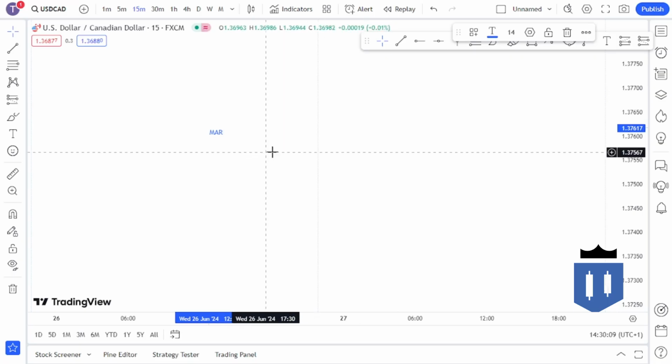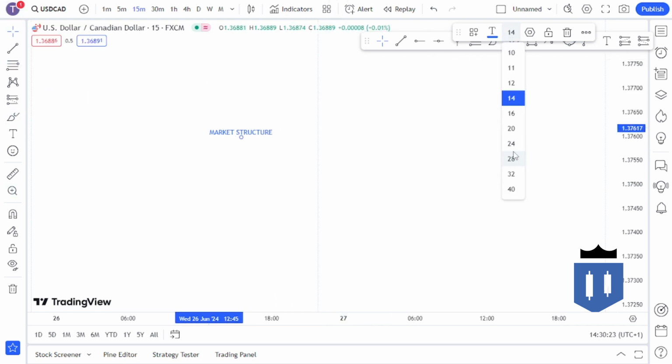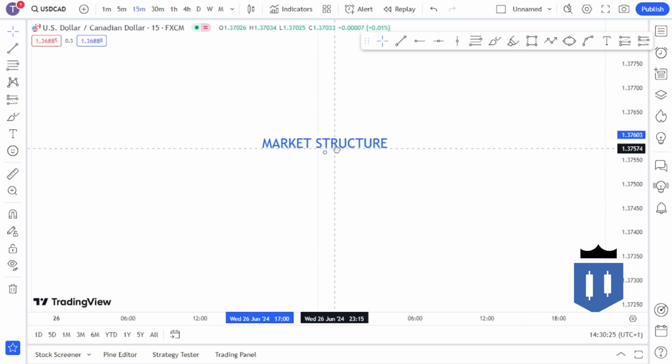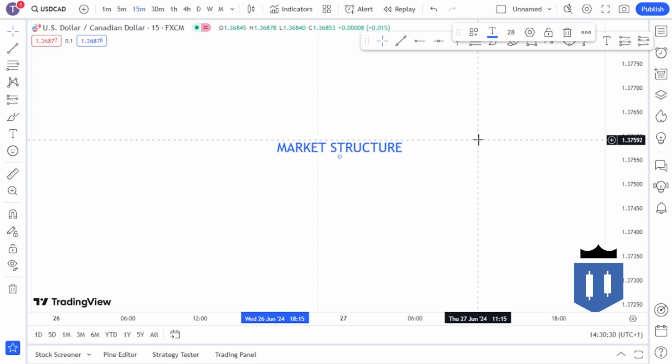We're going to talk about market structure. So market structure, very important topic. So what's market structure? Market structure is the way the market behaves. Okay, the market is literally in three basic structures.